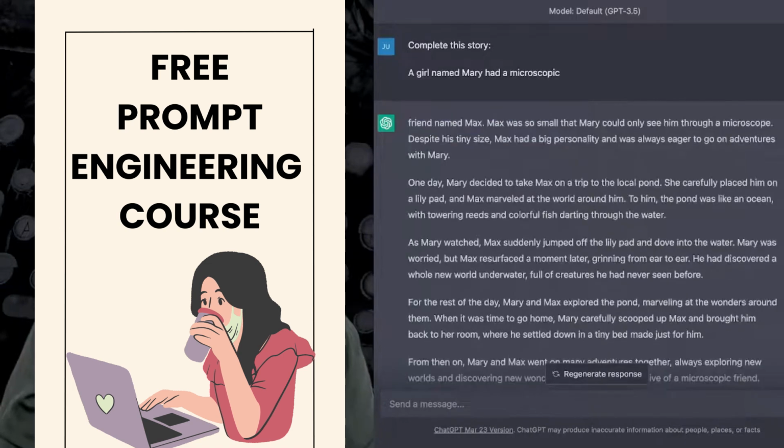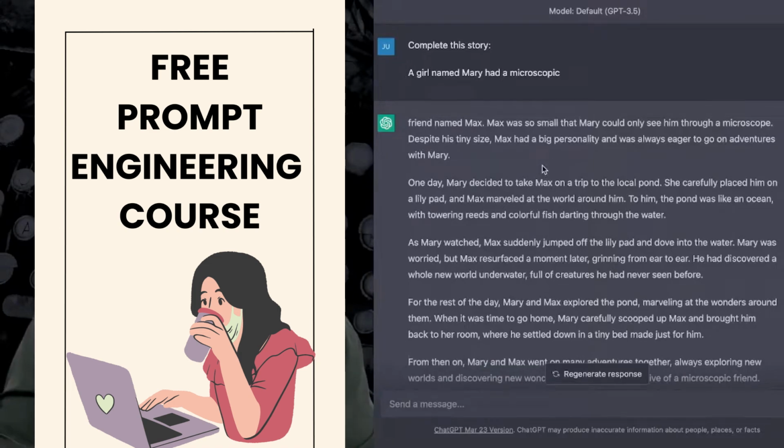Now, let's look at what happens if we change the pattern a bit. And so I say, rather than "Mary had a little," I say, complete this story. "A girl named Mary had a microscopic." Now, this isn't the pattern that it was trained on anymore, right? And it says, a girl named Mary had a microscopic friend named Max. Max was so small, you could only see him through a microscope. Despite his size, he had a big personality and was always eager to go on adventures with Mary. One day, Mary decided to take Max on a trip to the local pond. She carefully placed him on a lily pad.